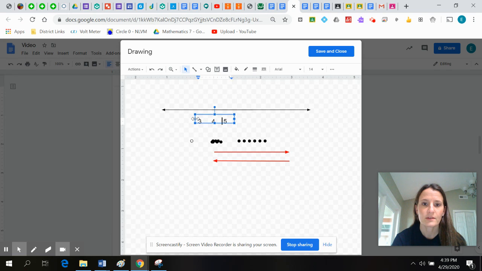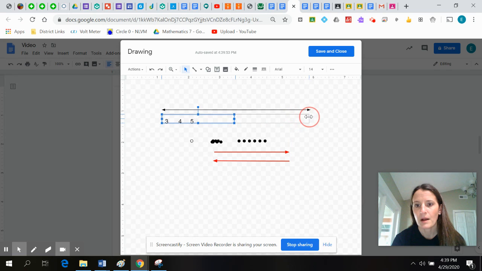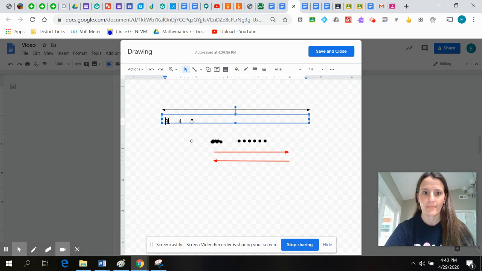All right, so I'm going to make my box bigger because I need to account for 0 rides, 1 ride, 2 rides. I've already got 3. 4, I'm just going to backspace.